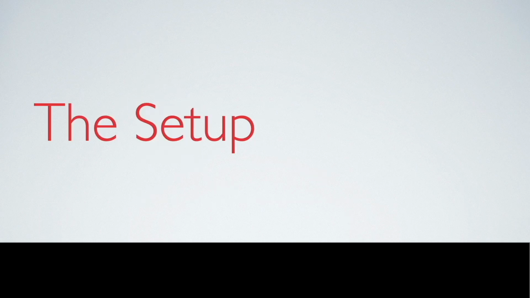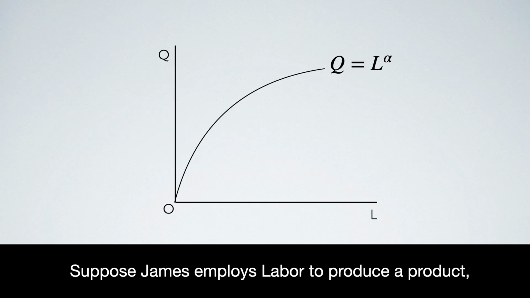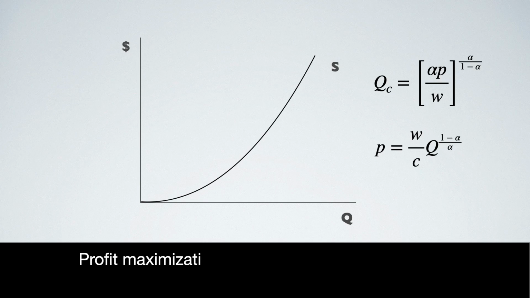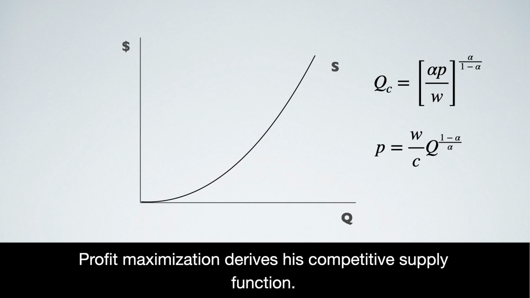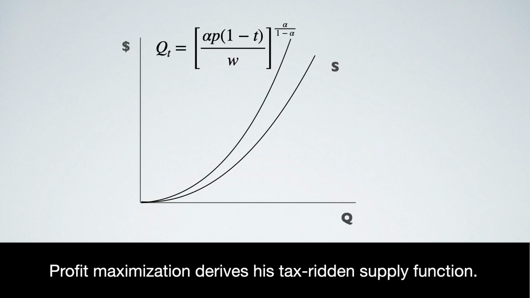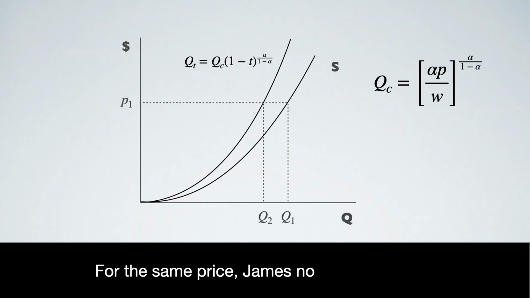The setup. Suppose James employs labor to produce a product, to pursue the profit. Profit maximization derives his competitive supply function. If James has to pay sales tax, his profit function changes accordingly. Profit maximization then derives his tax-ridden supply function. For the same price, James now supplies less.